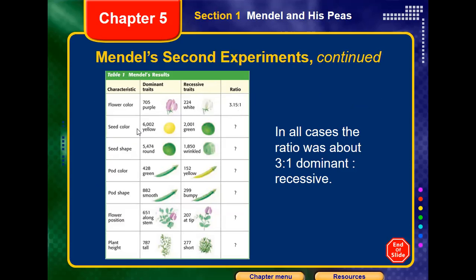He did the same for the seed color. The dominant trait, which appears in the first generation with 100%, was the yellow seed, while the green was the recessive one. If we compare the numbers, 6,000 to 2,000, the ratio is 3 to 1. For seed shape, about 6,000 were round, which is dominant, and about 2,000 were wrinkled, so the ratio is approximately 3 to 1. If we look at the 7 characteristics he tested, we find that all follow the same manner. The first generation shows just one trait, called the dominant one, while the second generation shows both traits in a fixed ratio of 3 dominant to 1 recessive.